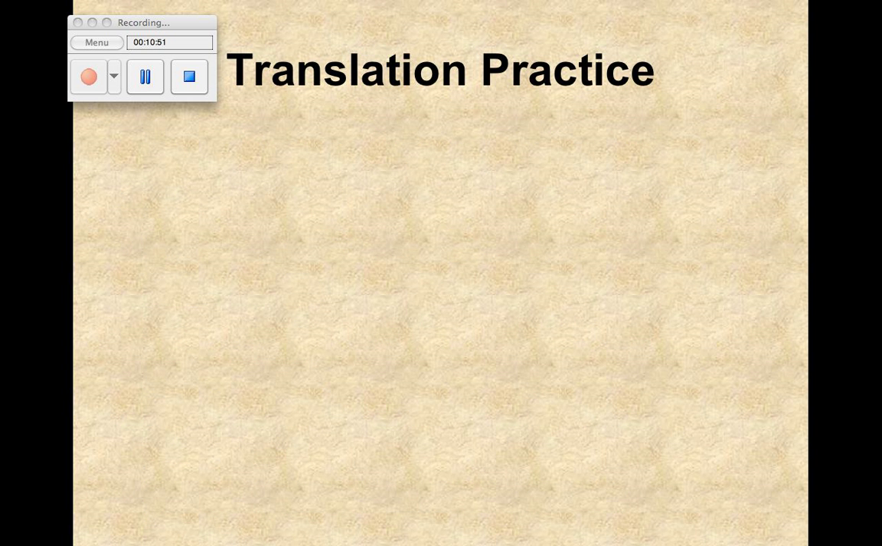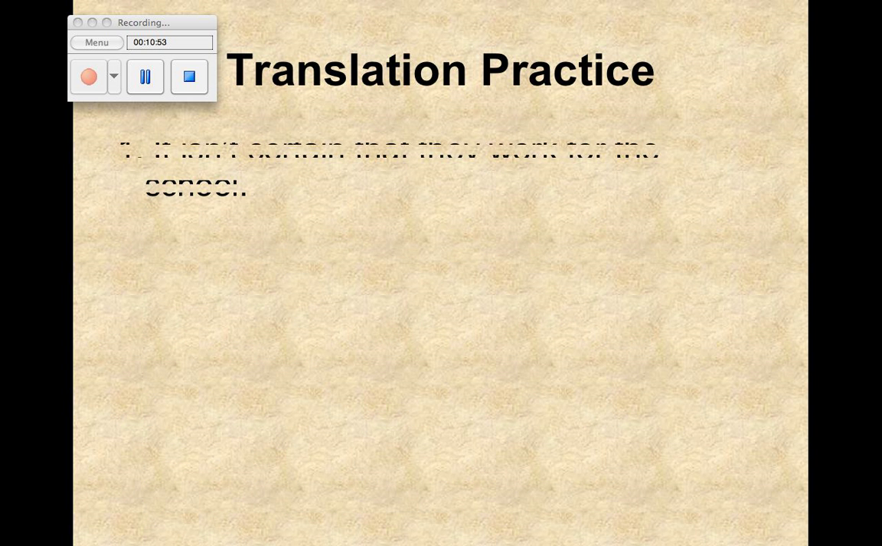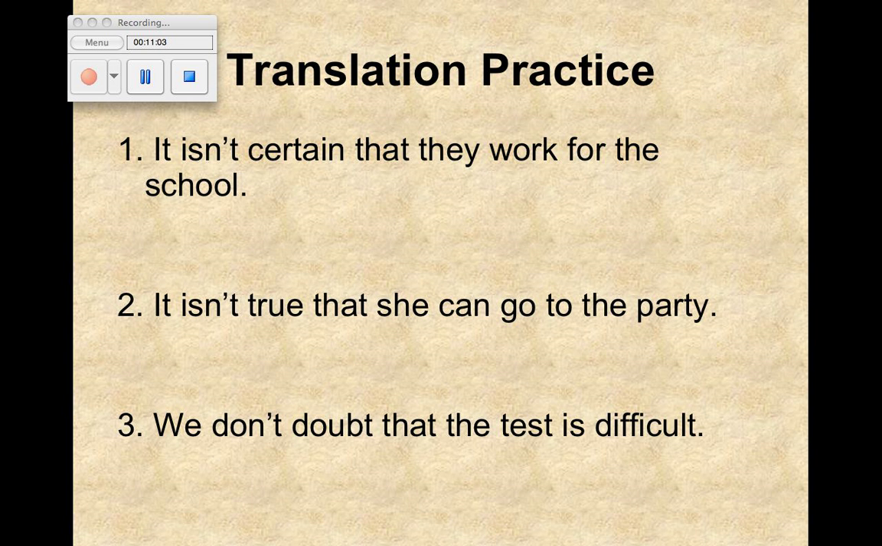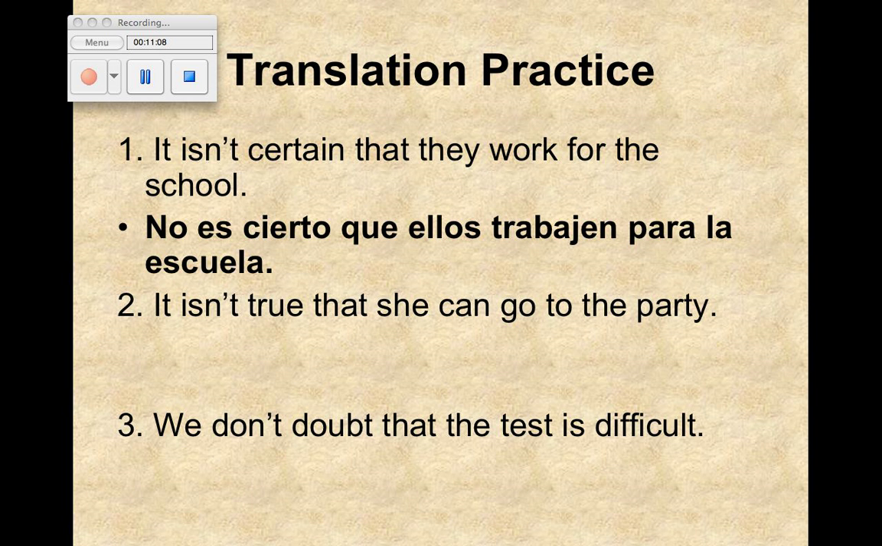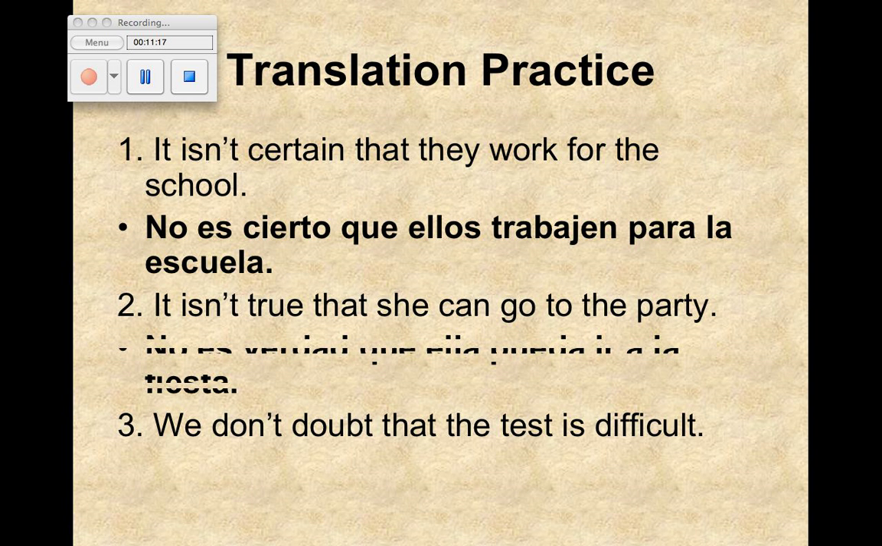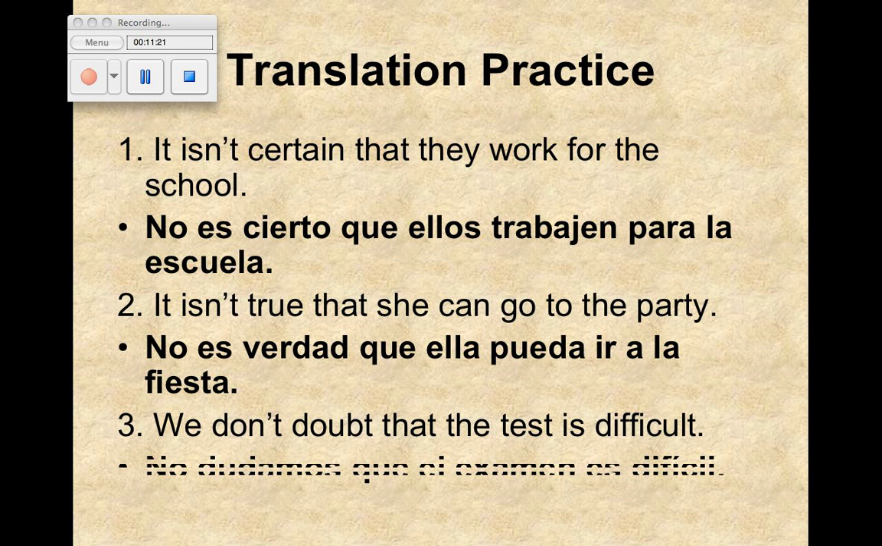Okay? Translation. So again, pause after every one and try to work it out. I'm going to go through and give you the answers. So press pause. Okay. It isn't certain. No es cierto. So there's doubt or uncertainty is another way of looking at it. And so because it's uncertain, subjunctive. It isn't true. You're going to use subjunctive. We don't doubt, so there's no doubt, and therefore no subjunctive.